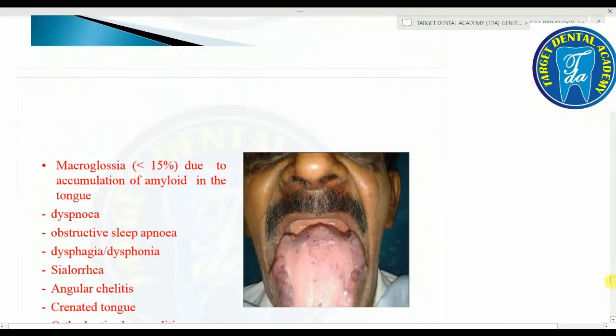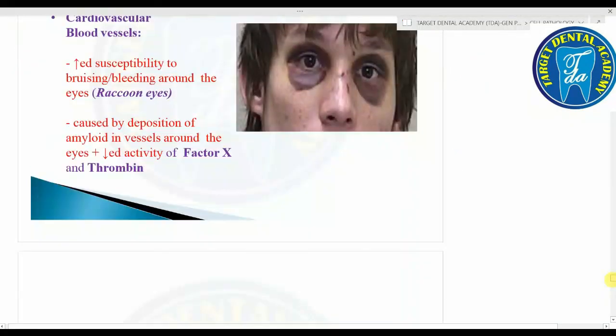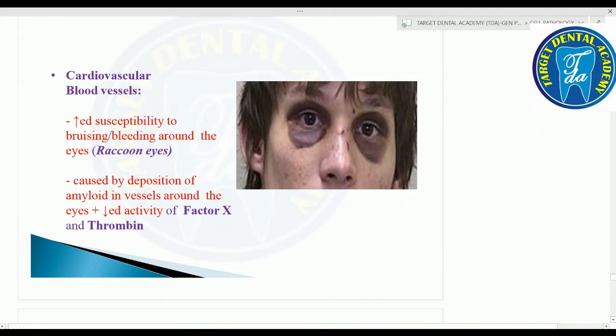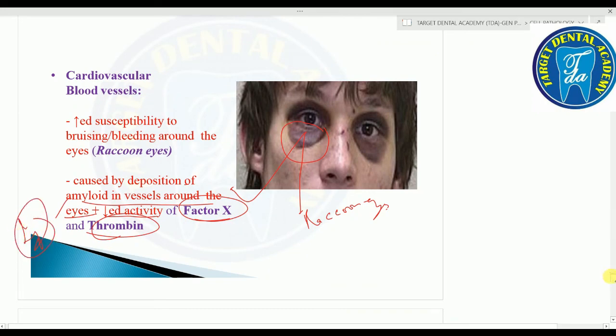Now next is the blood vessel. See, there is an increased susceptibility to bruising and bleeding around the eyes. This is what we call raccoon eyes. It is caused by the deposition of amyloid in the vessels around the eyes, which leads to decreased activity of factor number 10 and thrombin. Very important.